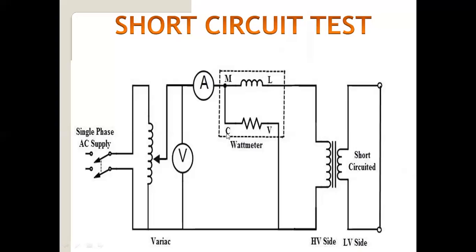So the wattmeter measures the total copper loss of the transformer. And here it is clear that the short circuit test is performed on the high voltage side, but the low voltage side is short circuited. This is the general circuit diagram of the short circuit test of a transformer.